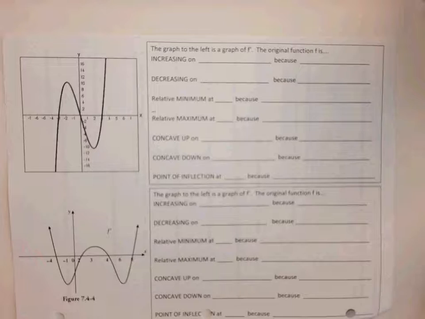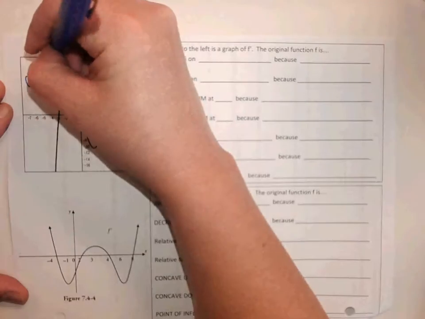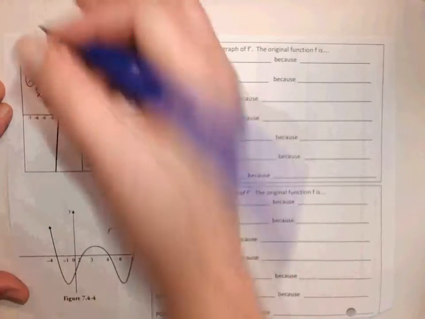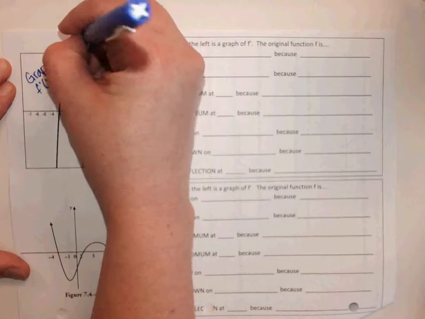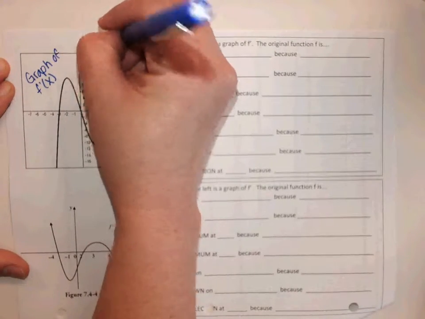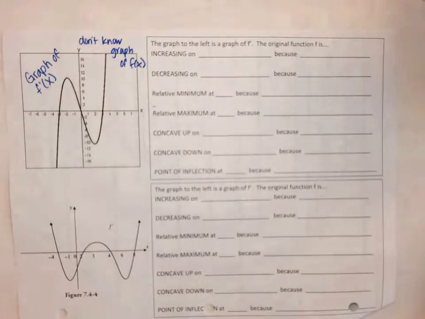Okay, first thing I want you to do is label this graph as a graph of f prime of x. So this is not a graph of f, this is a graph of f prime. We do not have the graph of f. So I'm going to put don't know graph of f of x. It's missing. We don't know what it is, but we have the graph of f prime instead. We can still answer questions about f if we have a graph of f prime.